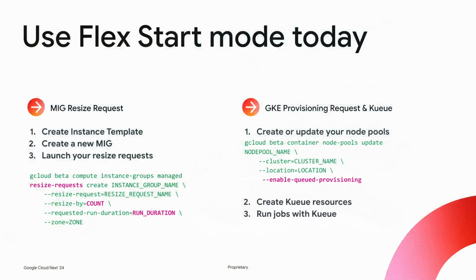You have seen the MIG workflow. I simply had an instance template created. I launched a new MIG. And then I launched a number of resize requests that allowed me to get the capacity I needed. The only thing I needed to give it was the count and the run duration for those VMs.